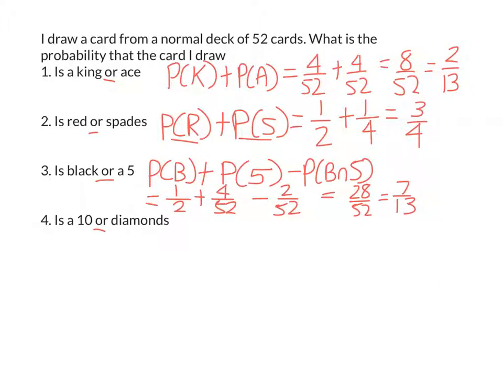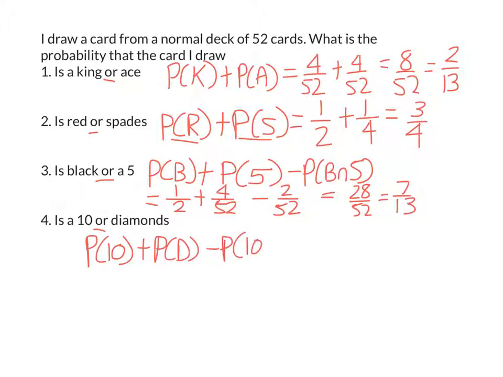So for the last one, note they are once again not mutually exclusive because you can pick a card that is both 10 and diamonds. That's, of course, the 10 of diamonds. So to find the probability that I get 10 or diamonds, I add together the 2 probabilities and I need to subtract the probability I get both.